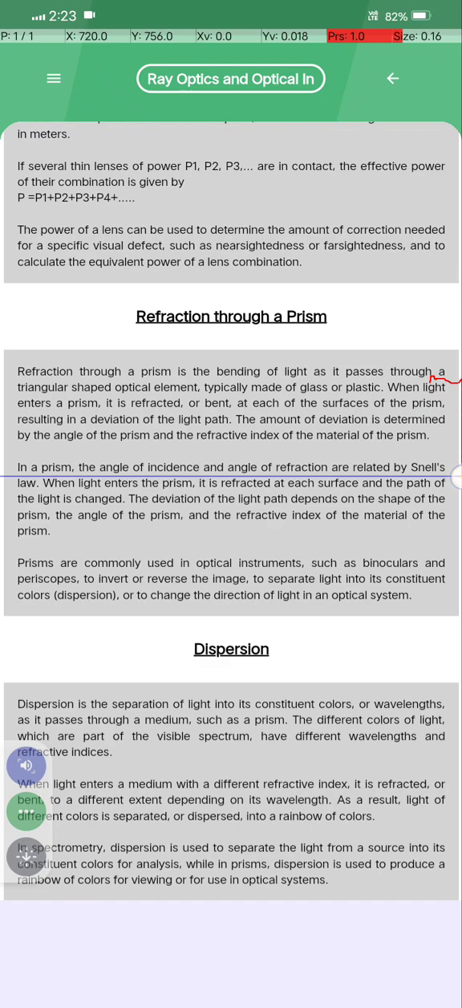In the prism, the angle of incidence and the angle of refraction are related by Snell's law. When light enters a prism and it is refracted at each surface, the path of light is changed. The deviation of the light path depends on the shape of the prism, the angle of the prism and the refractive index of the material of the prism. Okay. Prisms are commonly used in optical instruments such as binoculars and periscopes, to invert or reverse an image, to separate the light into its constituent colors, or to change the direction of light in an optical system.